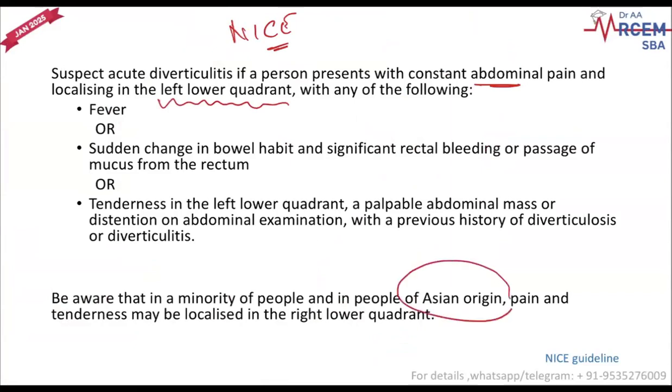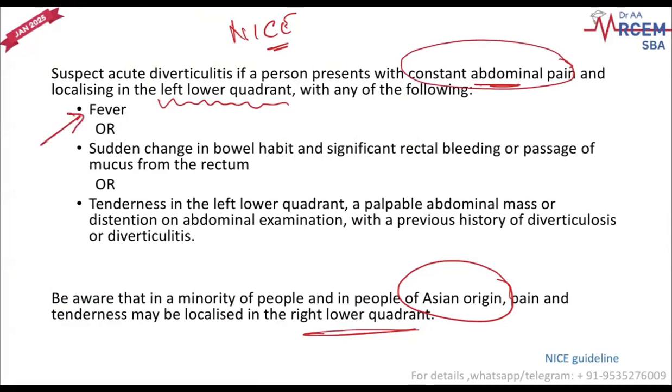But be aware that in patients of Asian origin, it can be in the right lower quadrant, especially from the China side. Do not get confused. Along with a constant abdominal pain, they will have a fever.